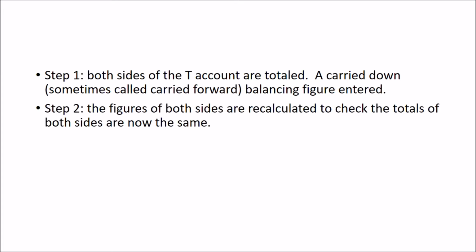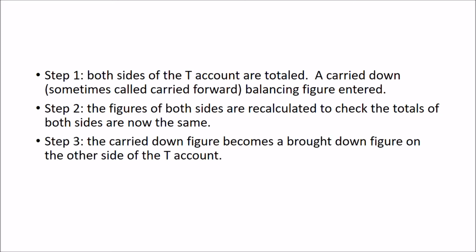Step 2, the figures of both sides are then recalculated, and it's a check to see whether there are any miscasting errors. Are both sides of this T account now equaling the same amount? If they are, then we're fine. If they're not, it means that we've made a miscasting error. Step 3, the carried down figure then becomes the brought down figure on the other side of the T account, and that is the balance on the account.